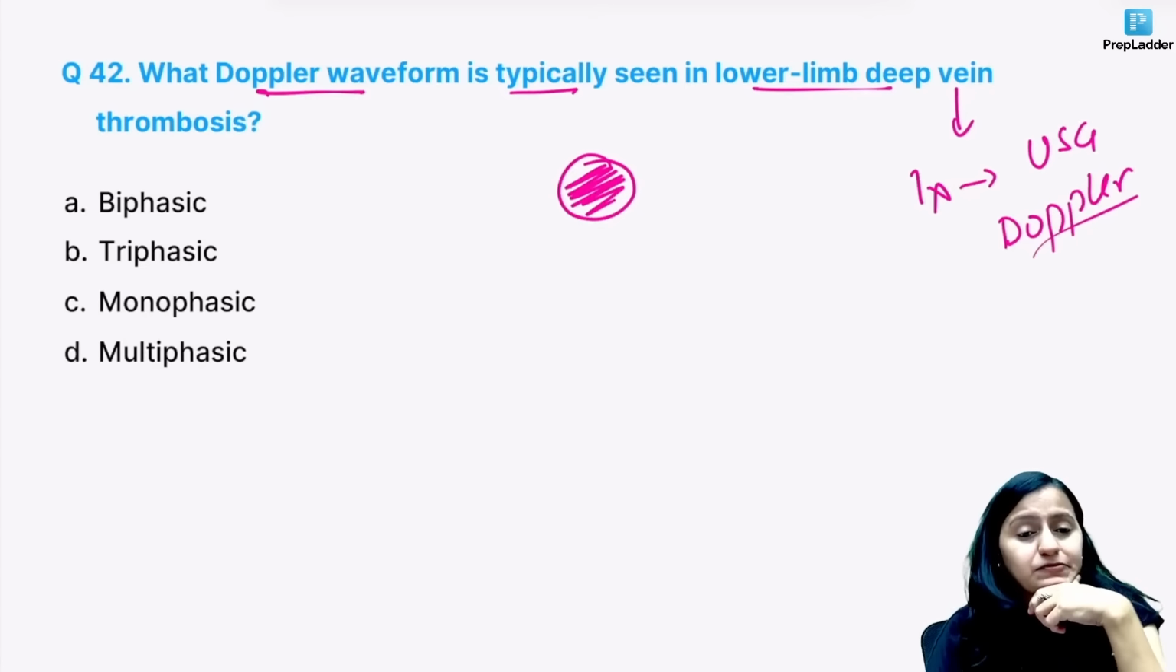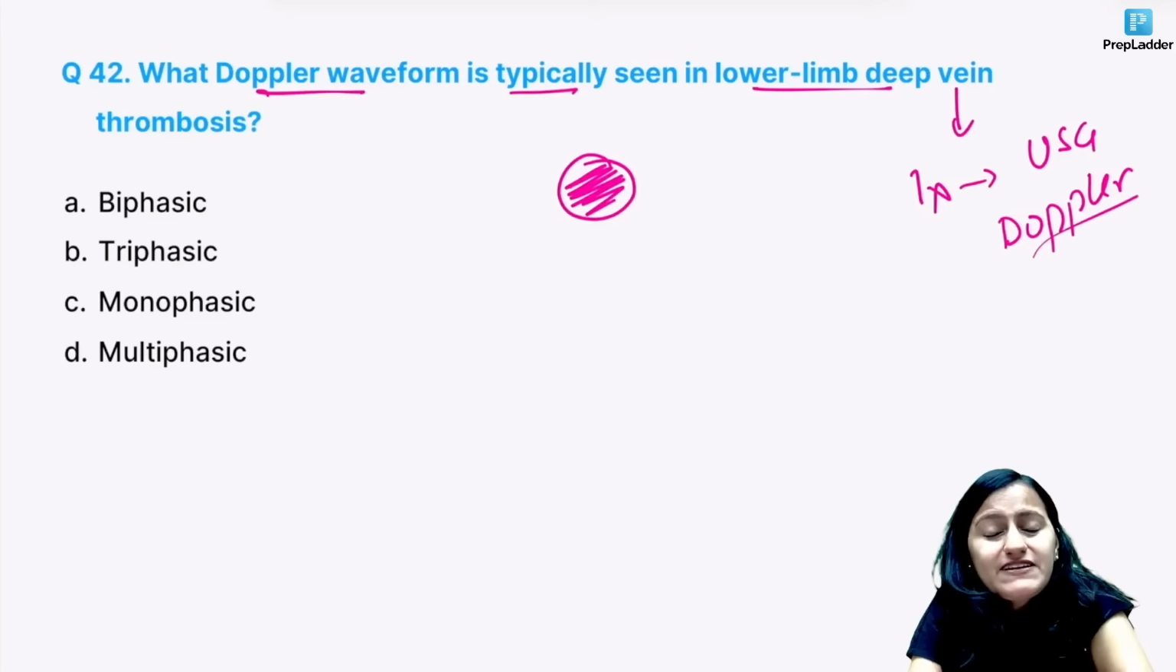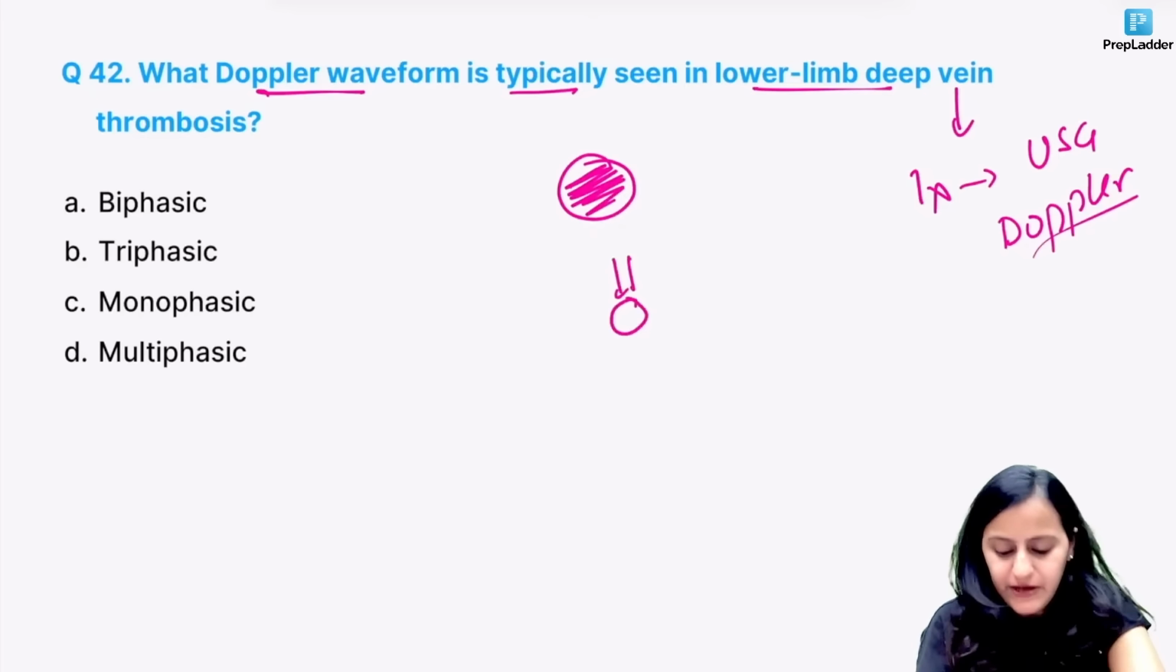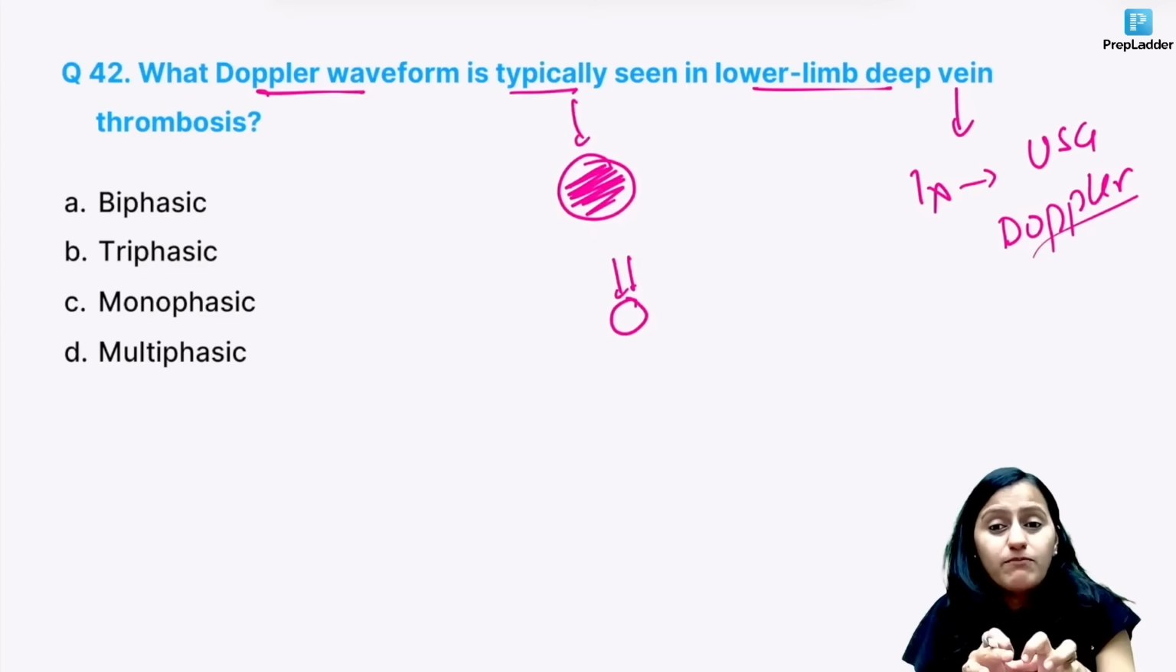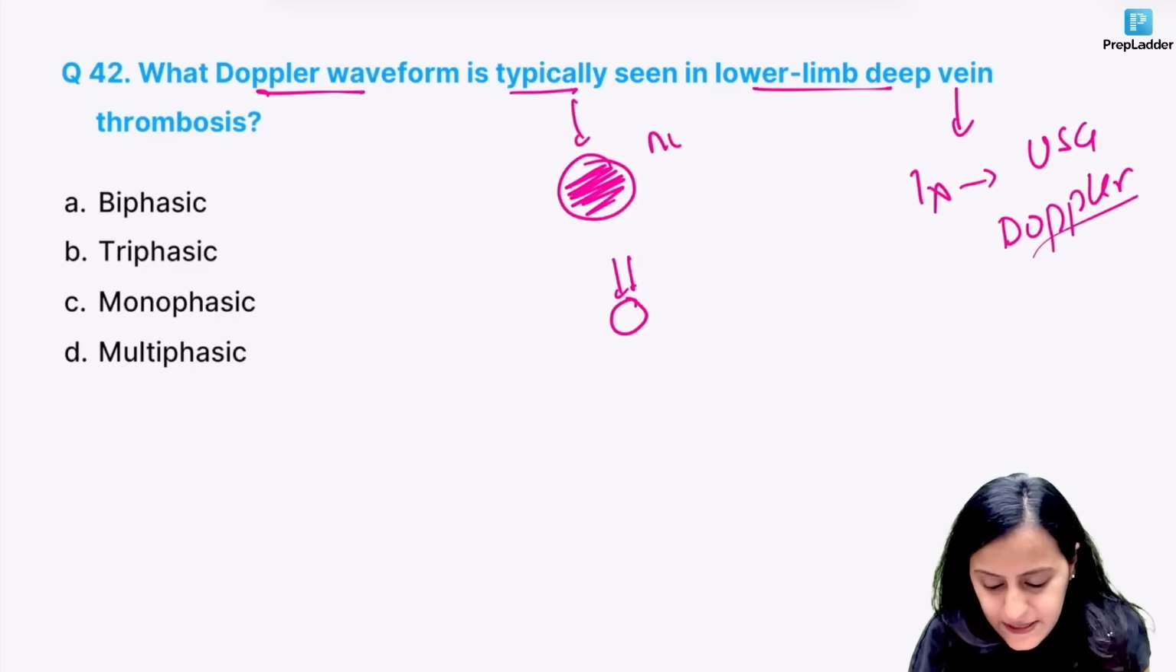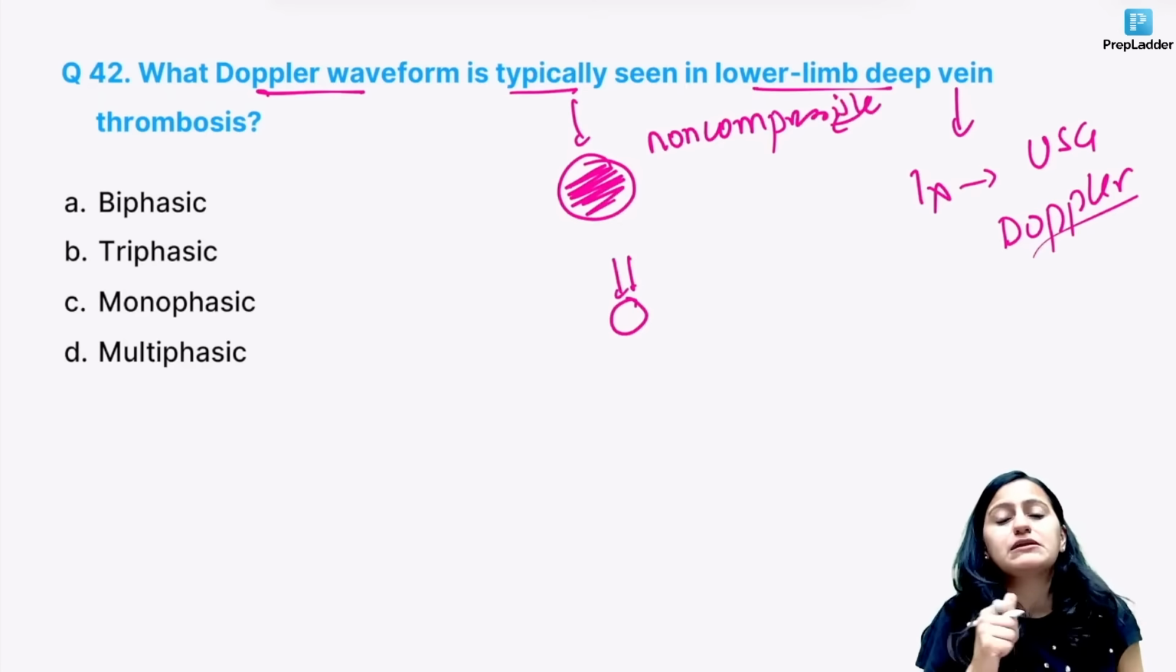Yes. What is diagnostic of DVT? Compressible vein or non-compressible vein? See, normal vein, when you give the pressure with the probe, it gets compressed. ठीक है? But अगर उसके अंदर thrombus होगा तो वो compress नहीं होगी. Absolutely right. So it will be non-compressible vein.